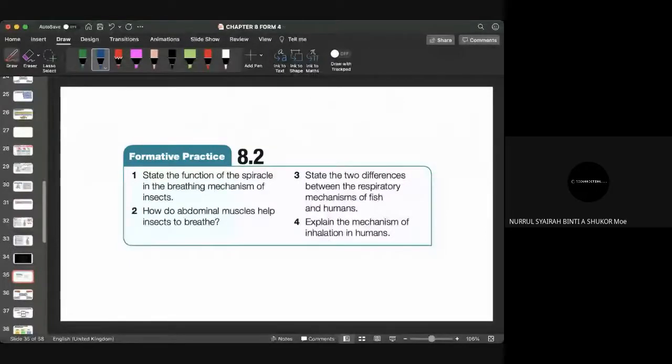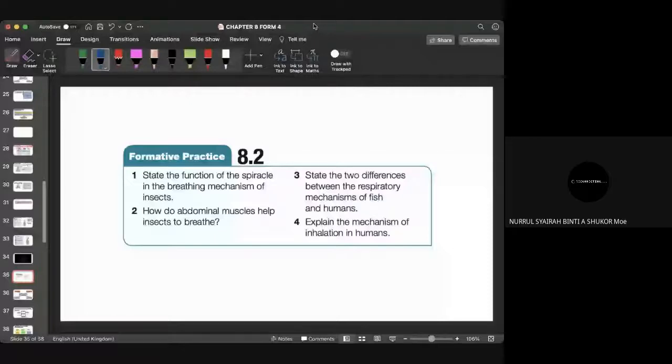Okay, I dah penat. Okay, so 8.2 ni kita panggil siapa yang sepatutnya lah. Pak Amir. Yeah. Alright, boleh nombor 1 apa? Function of spiracle. To allow air enter the trachea. Ya, bijak. Allow air untuk trachea.